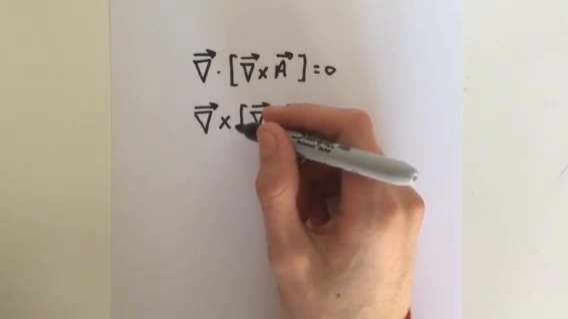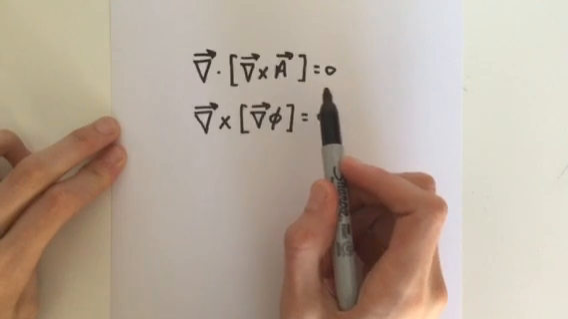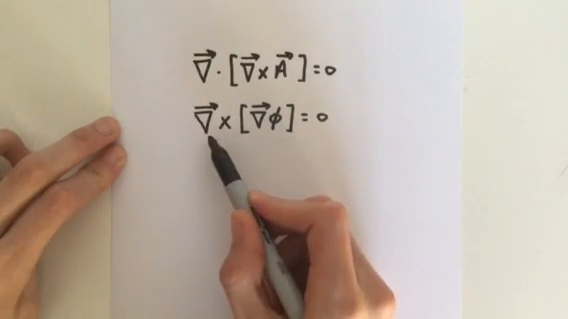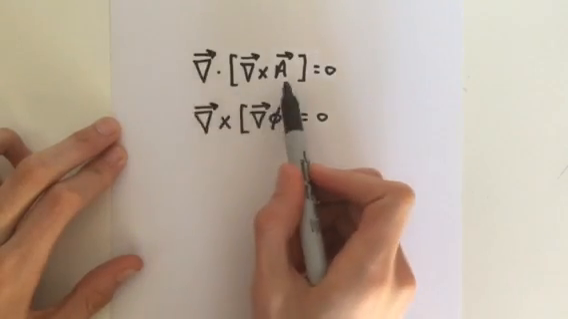Hello. Today we're going to prove that the divergence of a curl is 0 and the curl of a gradient is 0. So let's start with the first one.